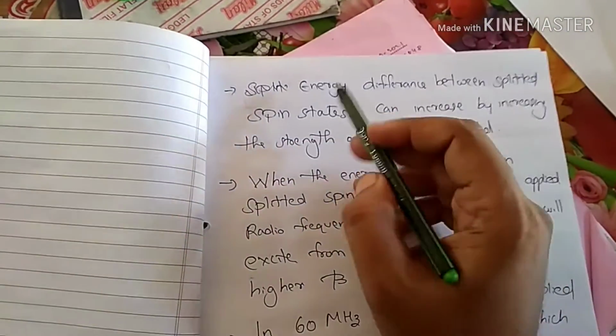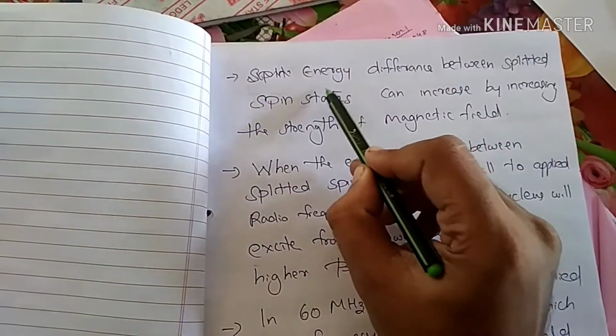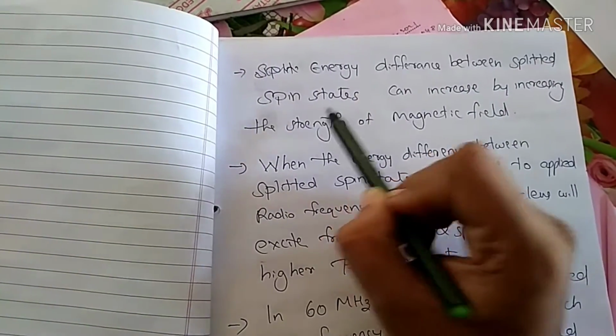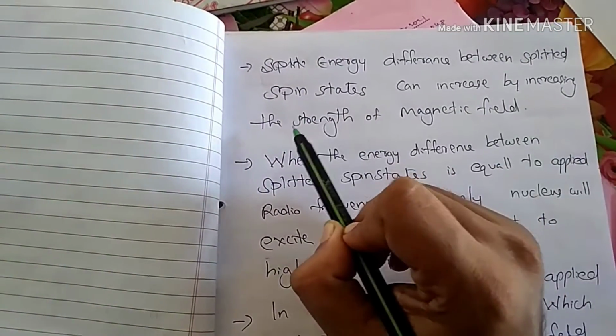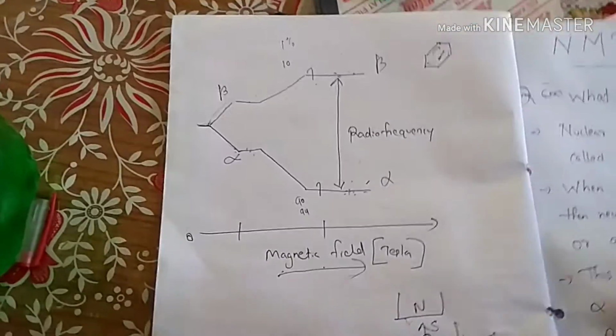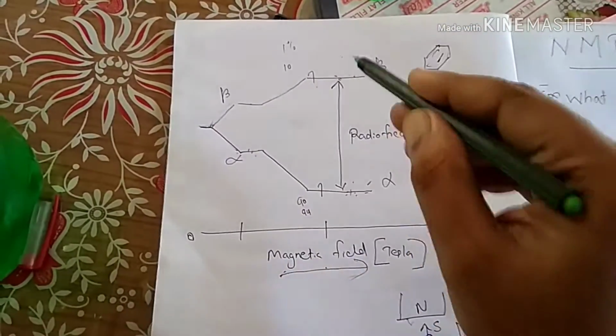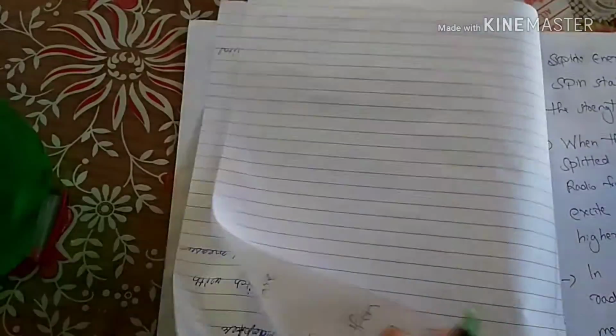Then the next point. The energy difference between the split spin states can increase by increasing the strength of the magnetic field. That we have seen. By increasing the strength of the magnetic field, the energy difference between the spin states can increase.